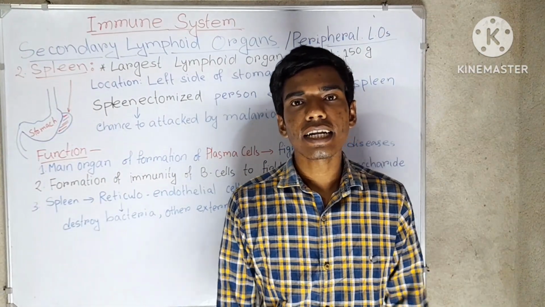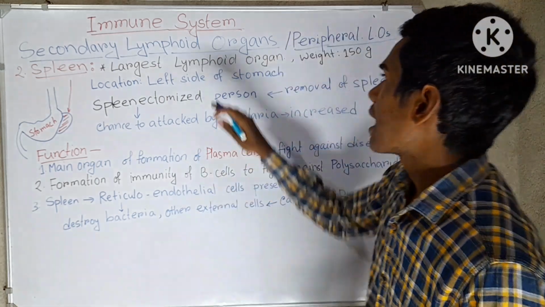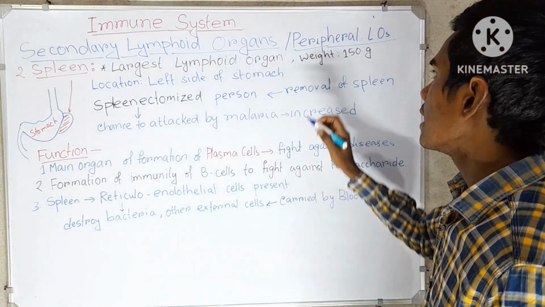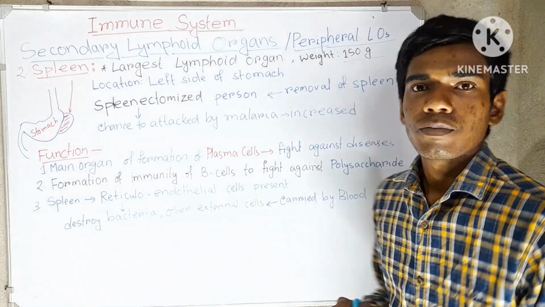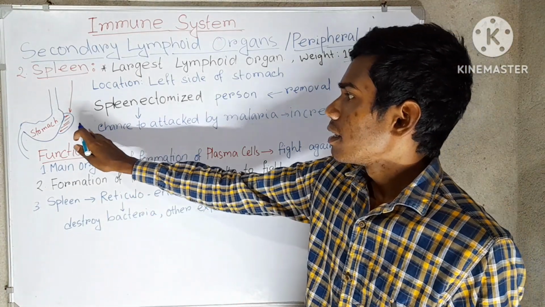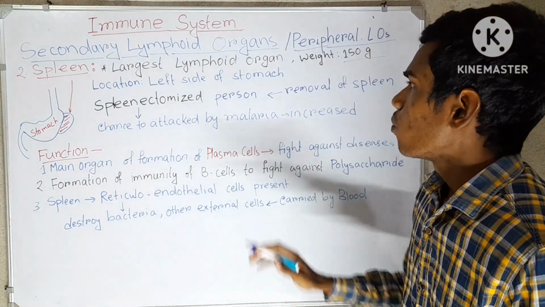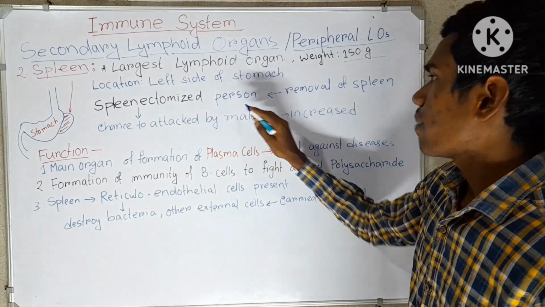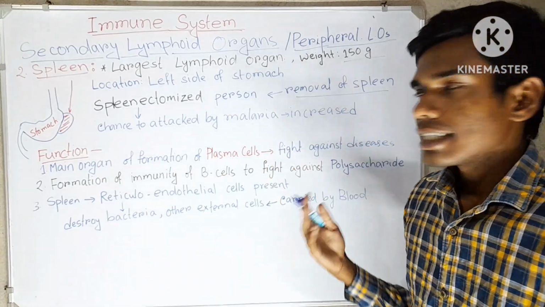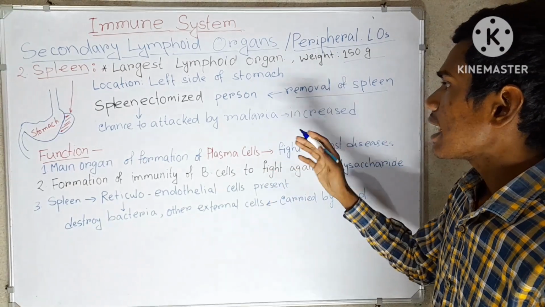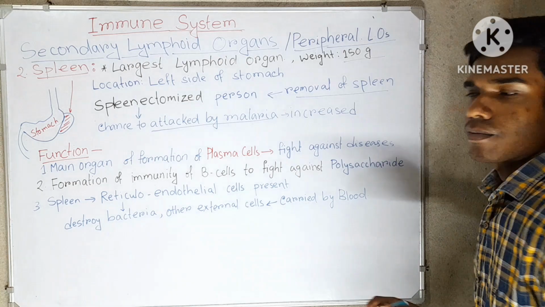Another secondary lymphoid organ is the spleen. The spleen is the largest lymphoid organ. It is about 150 grams in weight and is located on the left side of the stomach. For a splenectomized person, that means the removal of the spleen, there is a greater chance of being attacked by malaria.